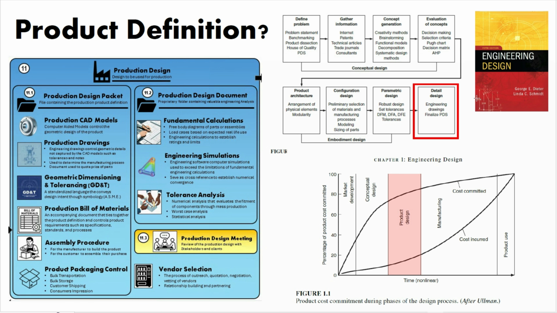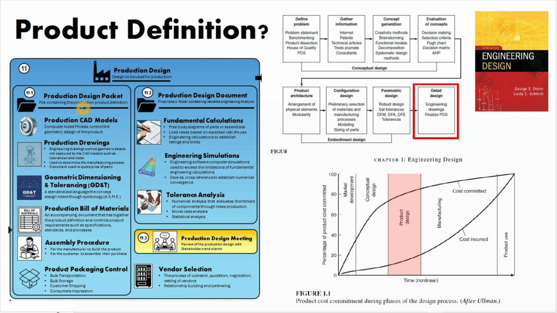So production design is part of the detailed design step in an engineering design process out of the book Engineering Design 5th edition by George E. Dieter and Linda Schmidt. They have it as a single step, and we have it as step number 11 in our ultimate product design guide. More specifically, we are looking at step 11.1. This is step 11.1, production design packet.